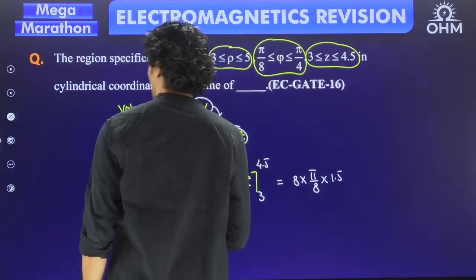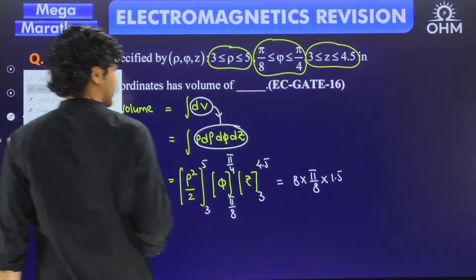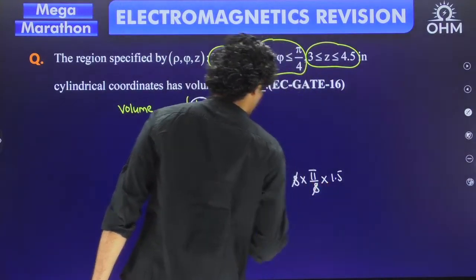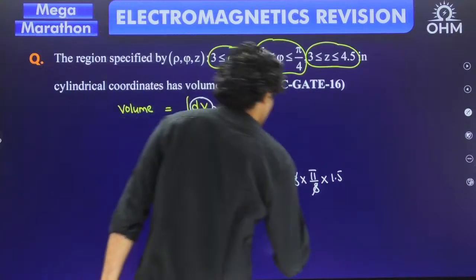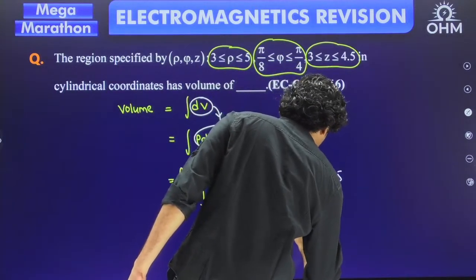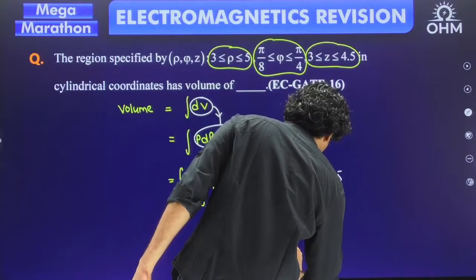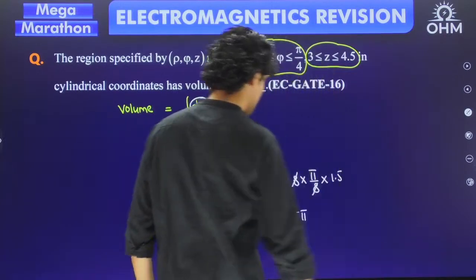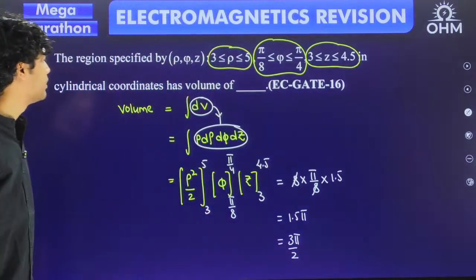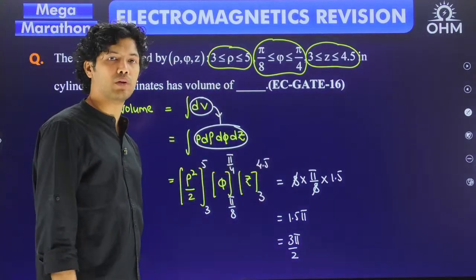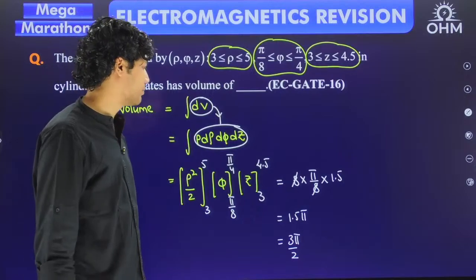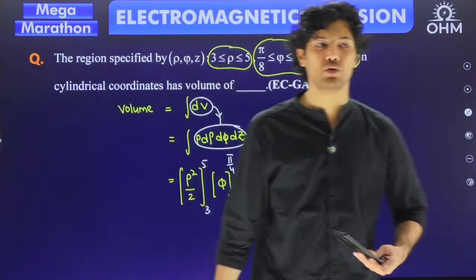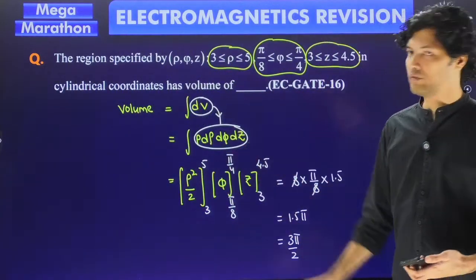So finally, if you cancel out the 8s, both 8s are gone, and the final answer is 1.5 times pi, which is also equal to 3 pi by 2. You can do the calculation and get the numerical value here. You are supposed to express the answer up to 2 decimals, I believe, in this question. A simple question, but the only thing is you have to know the expression of dV properly here.